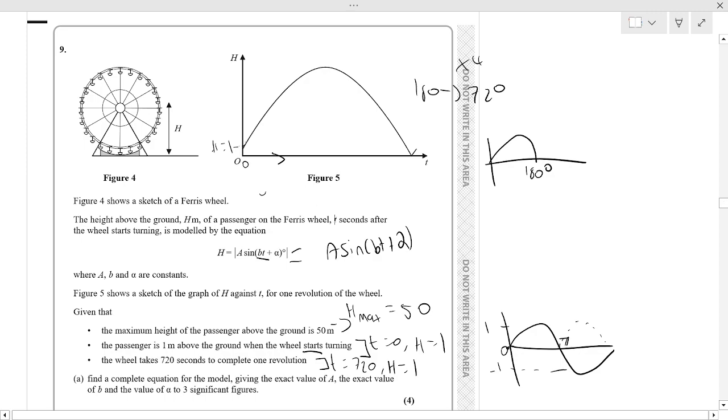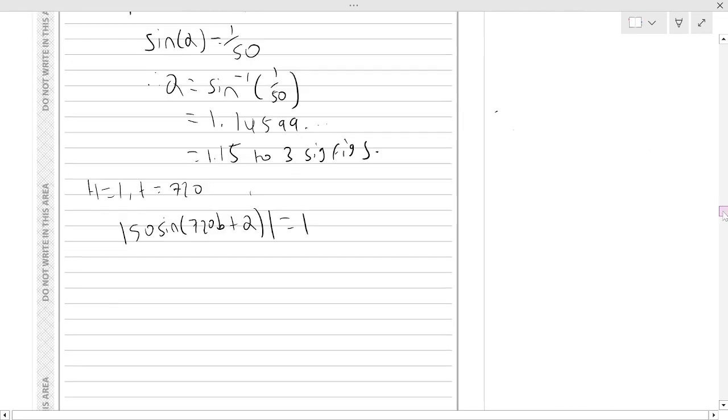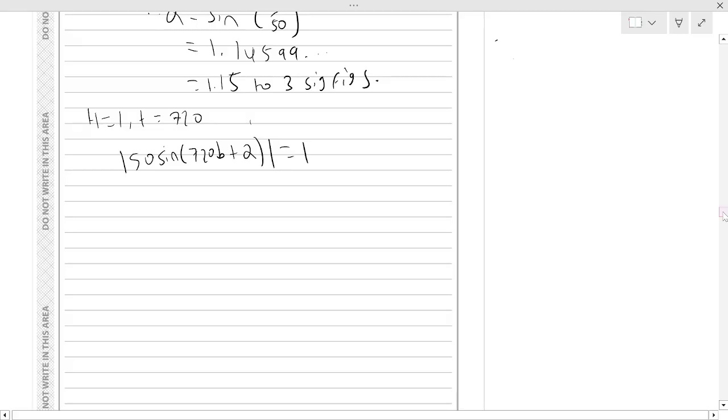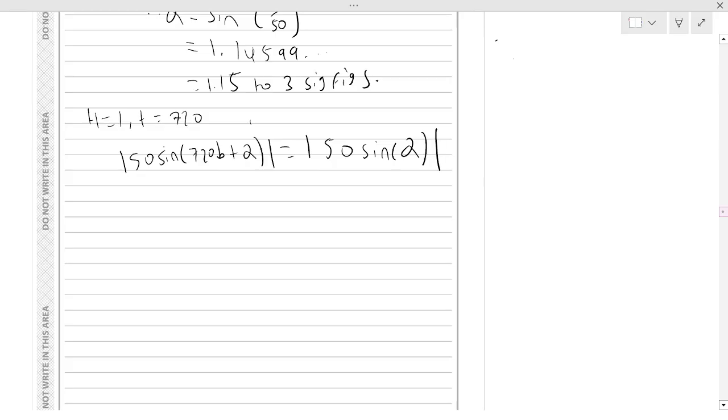But another way of doing it is noticing this 180. So if I said this is equal to 1, this is when it returns back to the starting position. So this is 50 sine of alpha, right? Because remember, initially when t is 0, h is also 1, so we can equate them together. And actually, 720 plus beta plus alpha, that's the next cycle. That's the next revolution, right? So this is at the start, and then this is after one revolution.